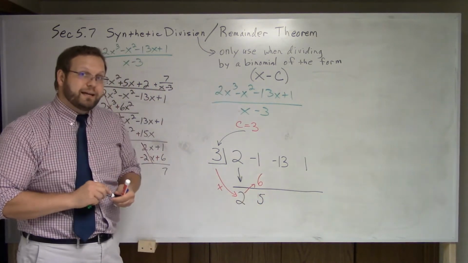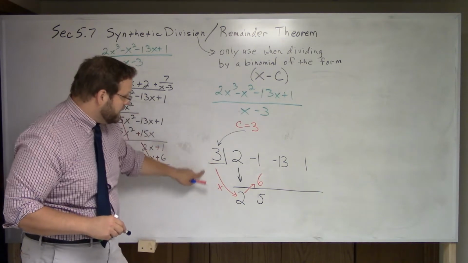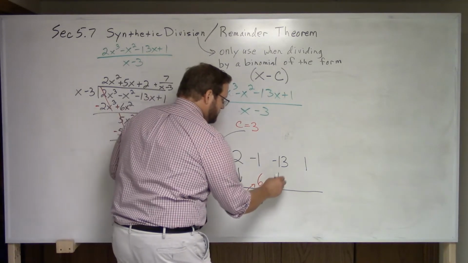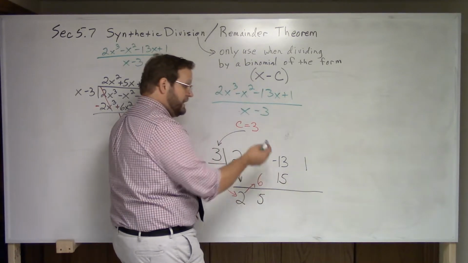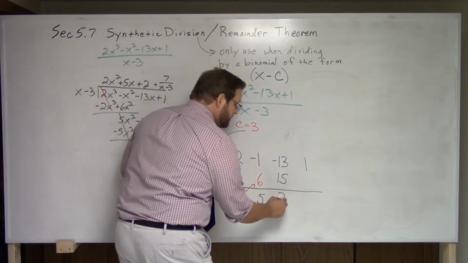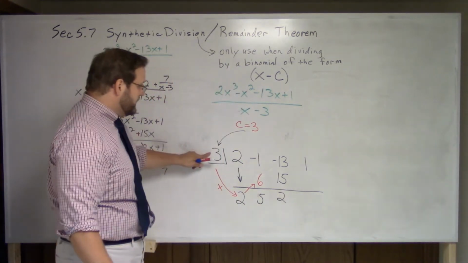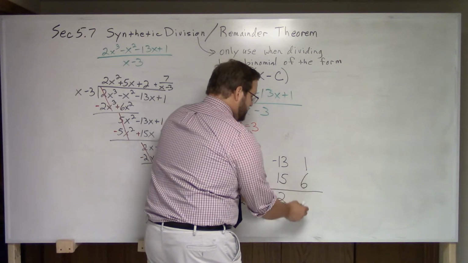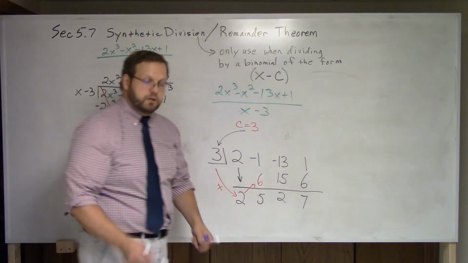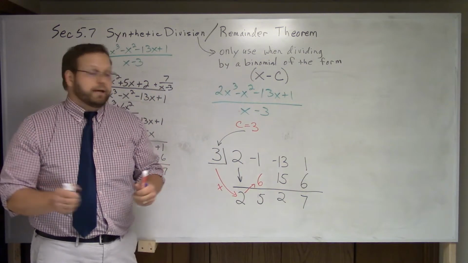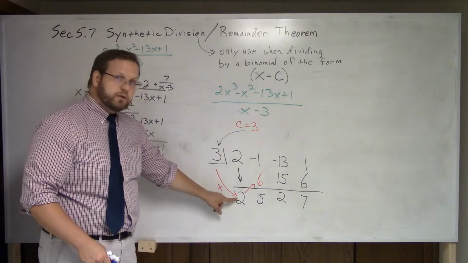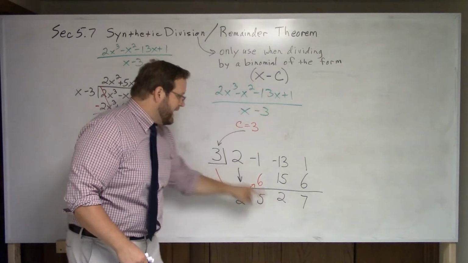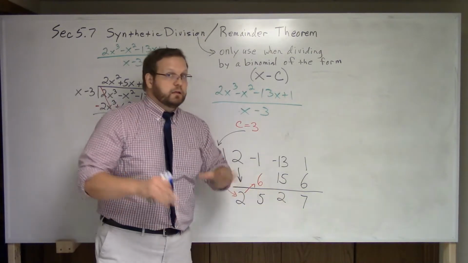And then I do it again. I multiply 3 times 5, is 15. And then negative 13 plus 15 is 2. 3 times 2 is 6. 1 plus 6 is 7. So, simple as that. Drop down the first, then multiply, add, multiply, add, multiply, add. That's all there is to it.